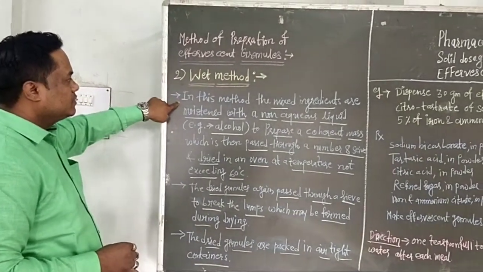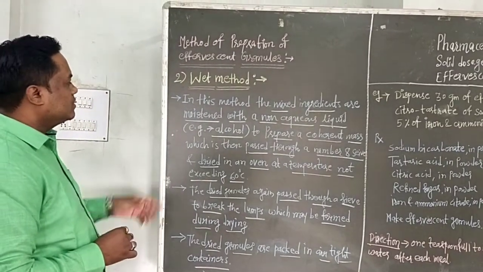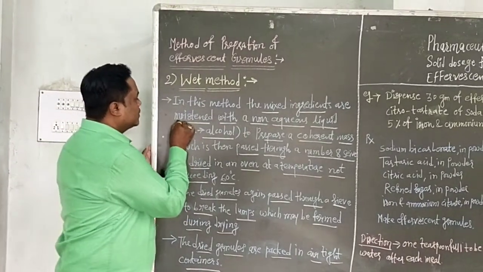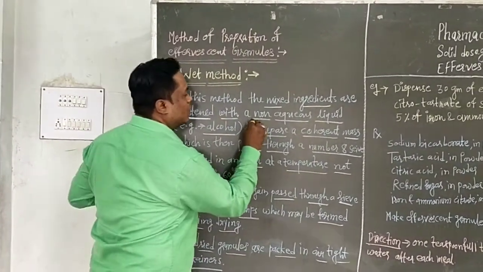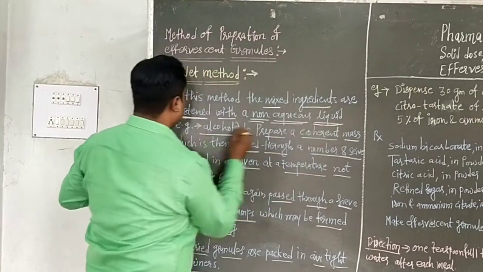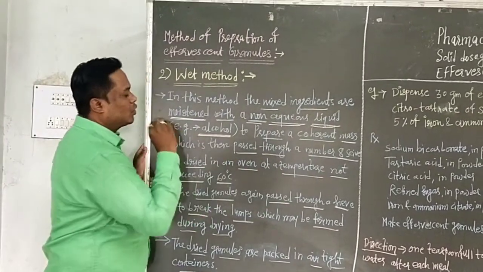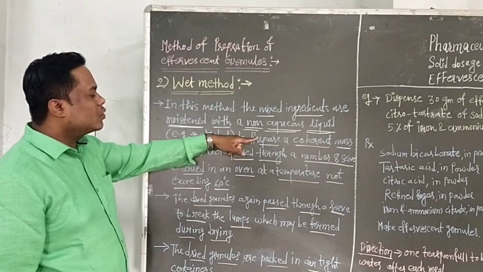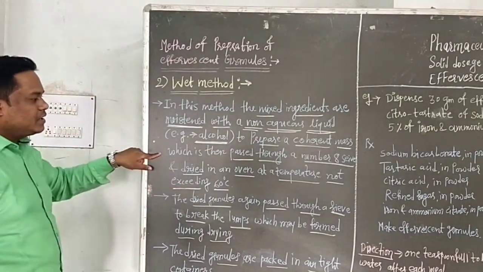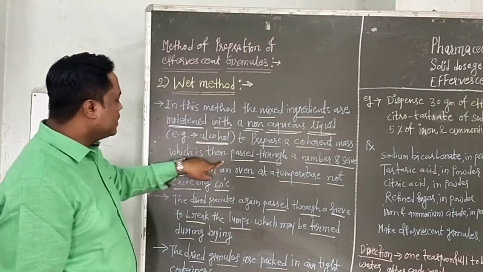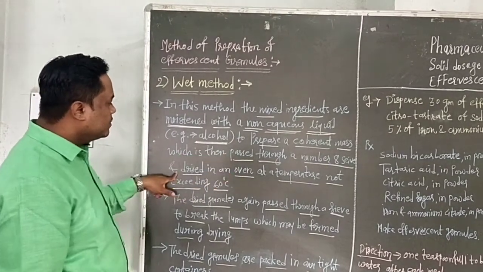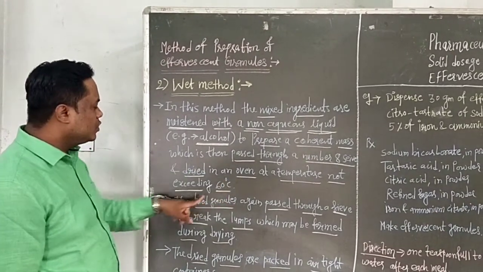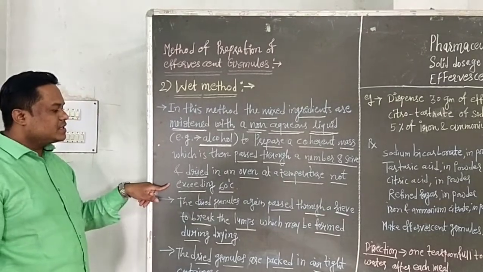In this wet method, the mixed ingredients are moistened with a non-aqueous liquid. This is important: moistened with a non-aqueous liquid, for example, alcohol, to prepare a coherent mass, which is then passed through a sieve number 8 and dried in a hot air oven at a temperature not exceeding 60 degrees centigrade.